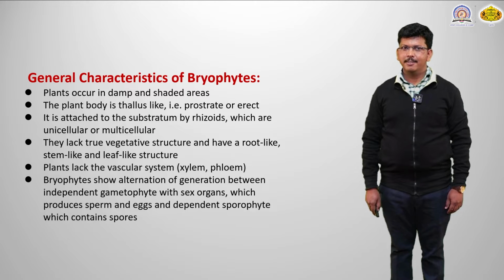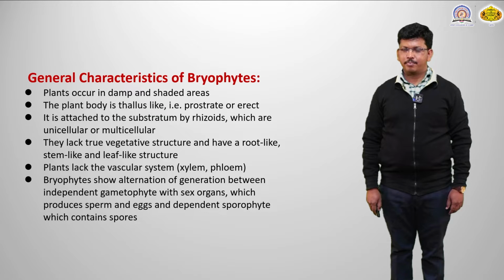Next characteristic: the plant body is thallus in nature. Thallus is one of the terms you come across when you study the Bryophyta members. Thallus means you cannot distinguish the plant body into root, stem, or leaves. That is called a thallus structure. Root, stem, and leaves are observed in angiospermic or gymnospermic plants, but in the Bryophyta members this characteristic is completely absent. That's why we say it is thallus in nature.